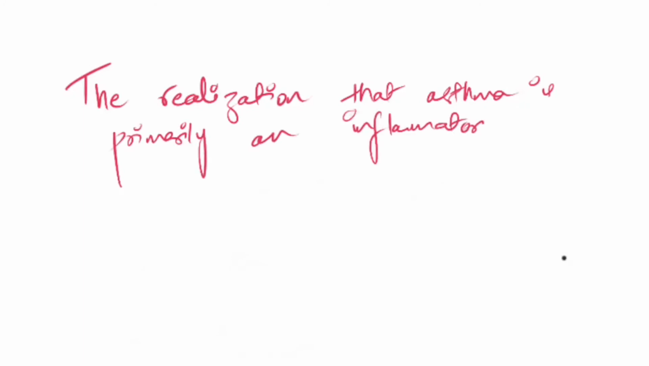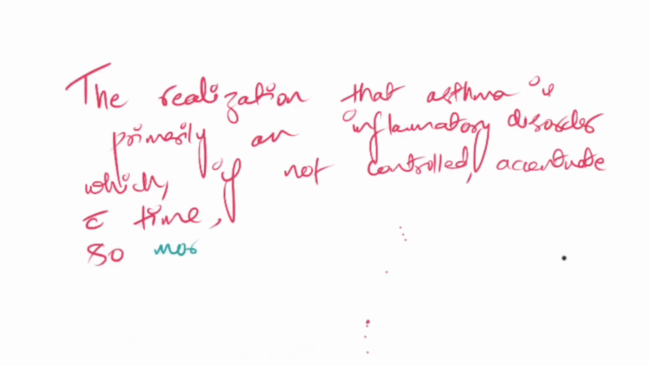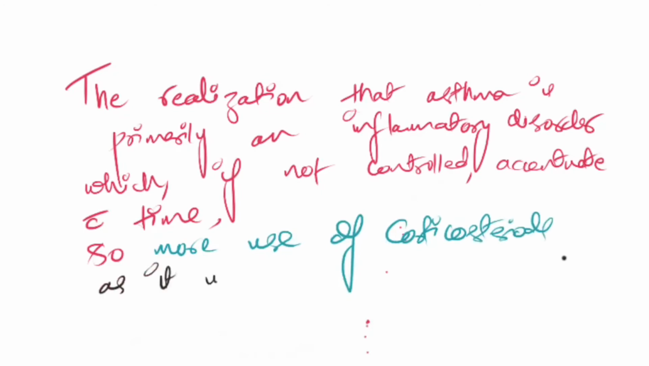Asthma starts with inflammation, so steroids are necessary. If you don't control asthma, it will accentuate with time. With time it will become more severe, so more use of corticosteroids is required. But also remember that corticosteroids have their own adverse effects, although they improve the airflow.